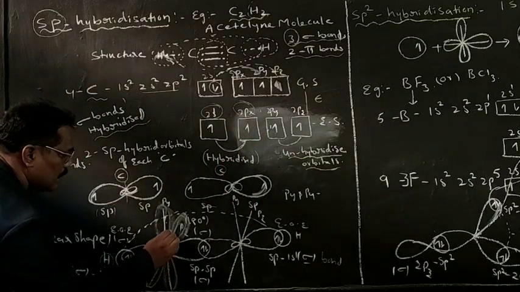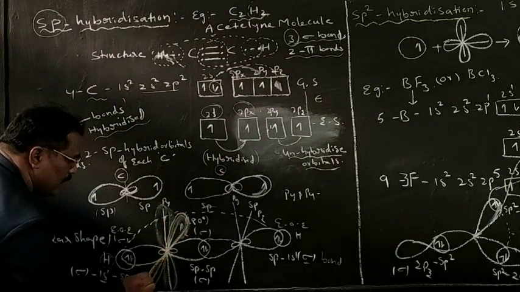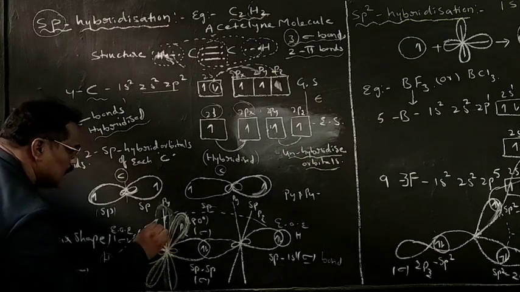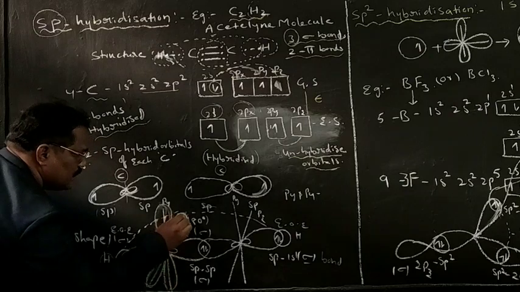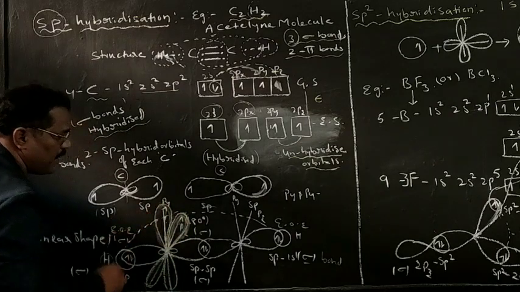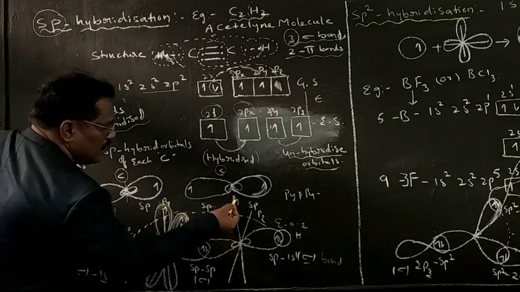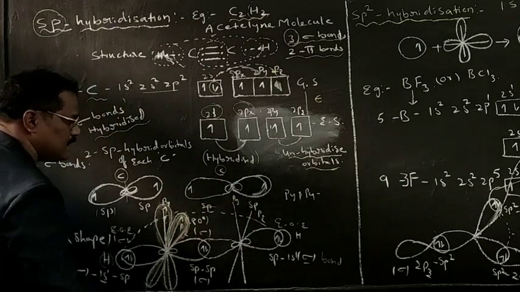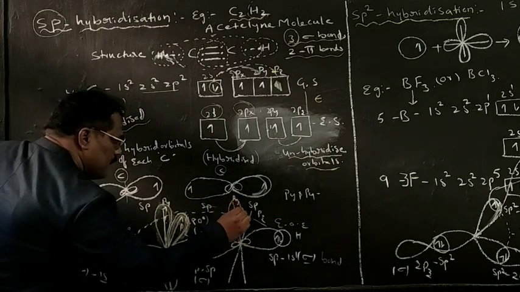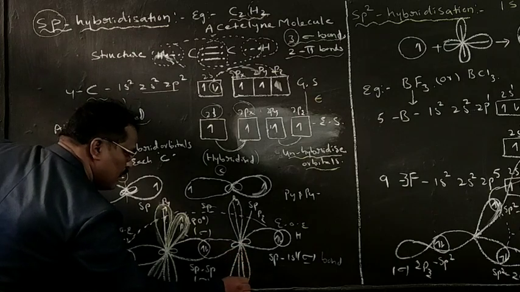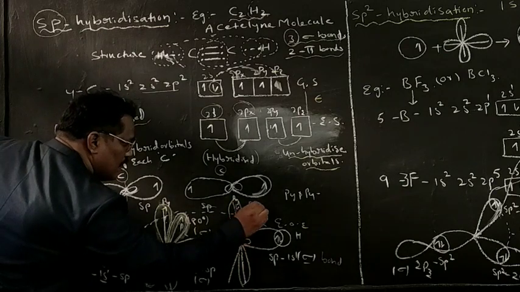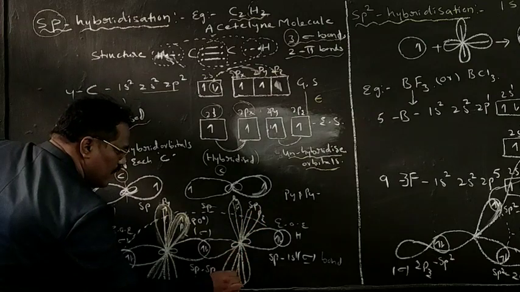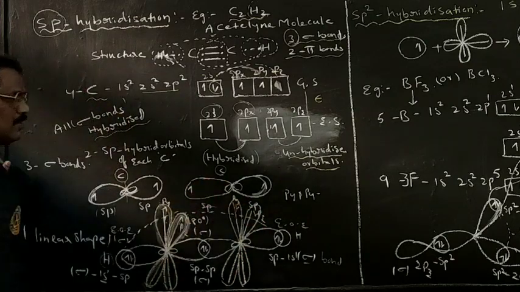Therefore, I am drawing here. This is the 2py hybrid orbital and this is the 2pz hybrid orbital, which has a lone pair of electrons. Similarly, 2py and 2pz are unhybridized. I am drawing the unhybridized orbitals in the same way, each having an electron, and this is one more unhybridized orbital having an unpaired electron.